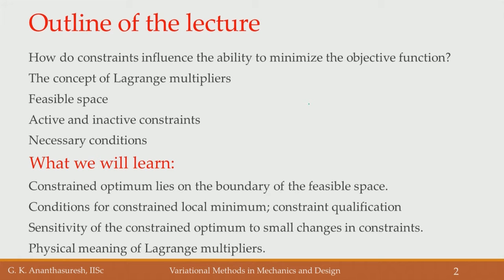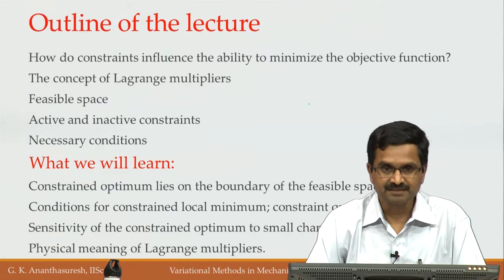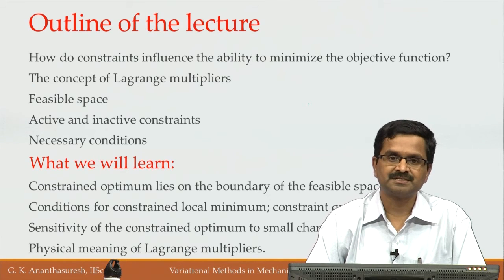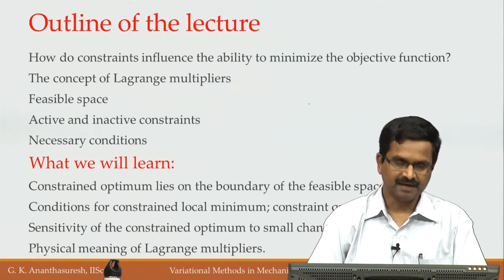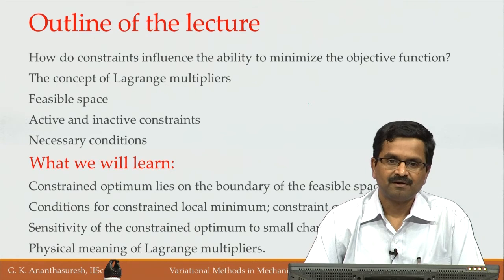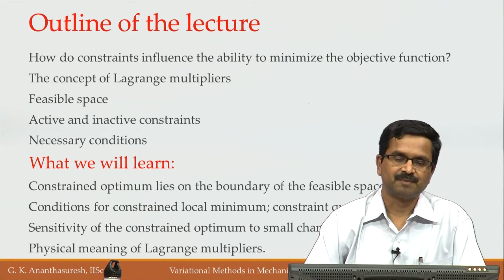As part of this lecture, we are going to talk about constraint optimum when it lies on the boundary. Sometimes it is called a boundary optimum, because now the optimum, whether it is a minimum or a maximum, lies on the boundary of the feasible space. We will derive the conditions for that and then talk about the local minimum and another concept called constraint qualification. We will also see the sensitivity of the optimum point with respect to small changes in the constraints, and finally the physical meaning of the so called Lagrange multipliers.